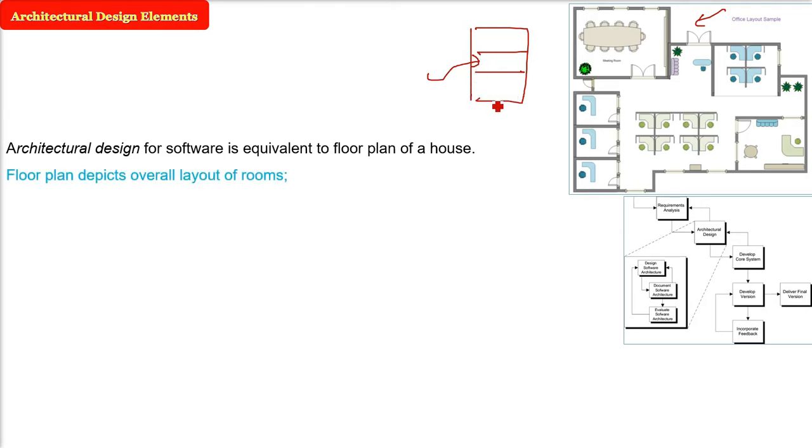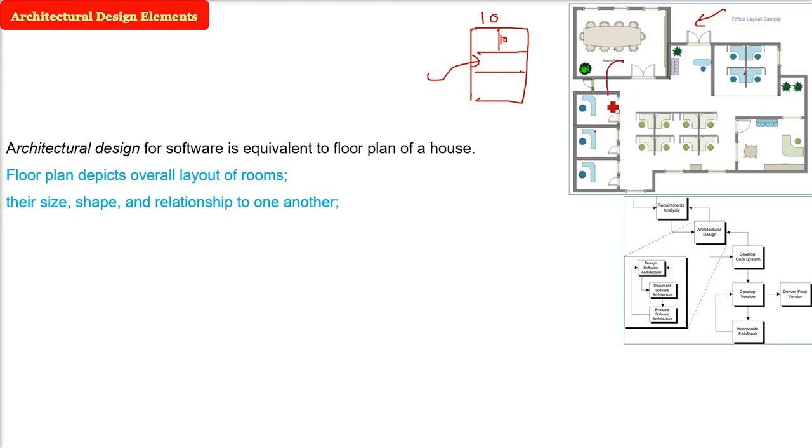A floor plan, for example, in general life, shows the overall layout of the rooms. What will be the size? It is 10 by 10, 12 by 12. What will be the shape? What will be the relationship between these two or different rooms? It can be like this. It can be like this. There can be different views, different sizes, different shapes. And what are the relationships?